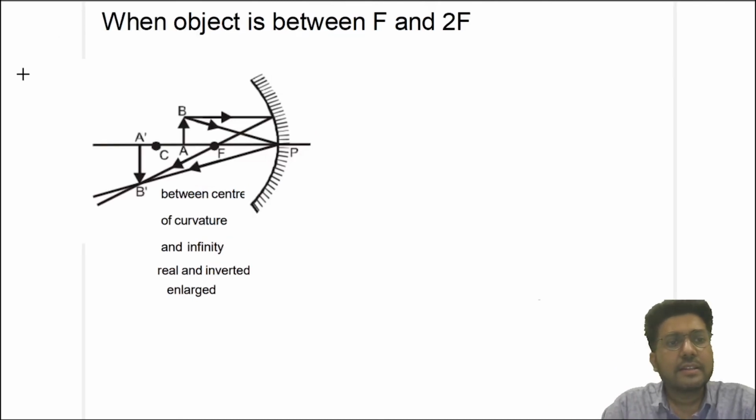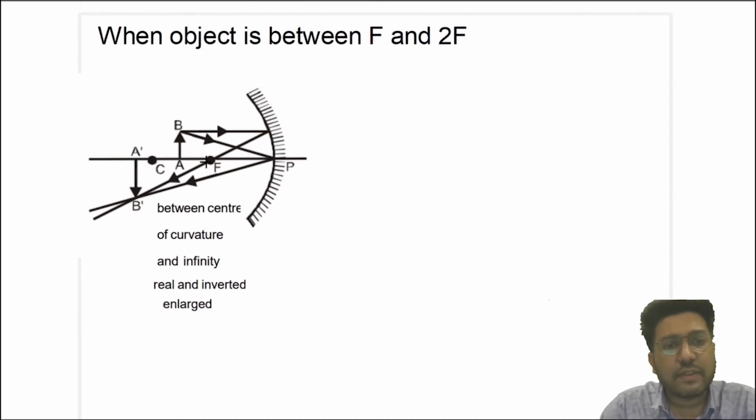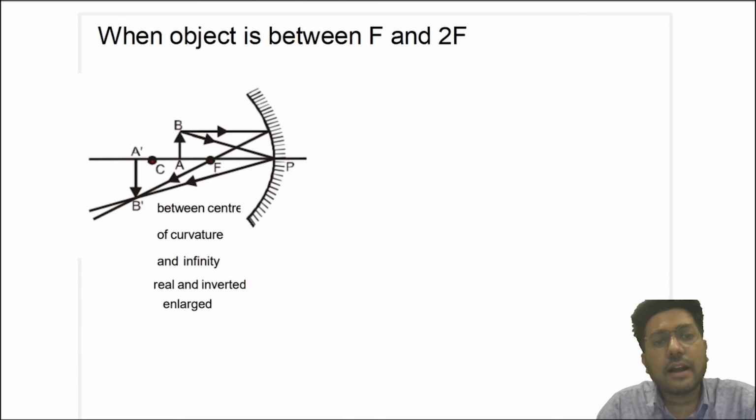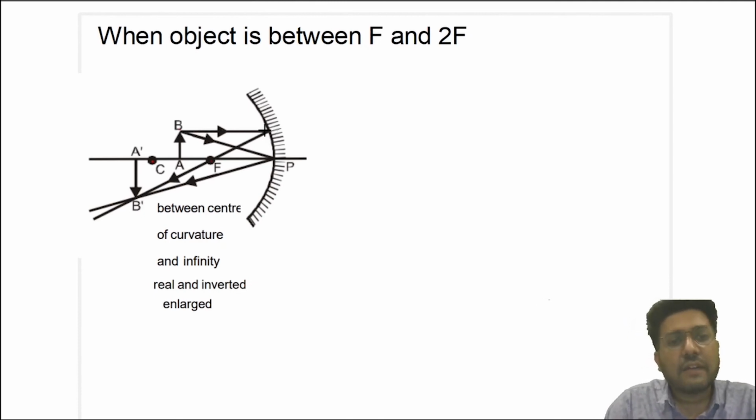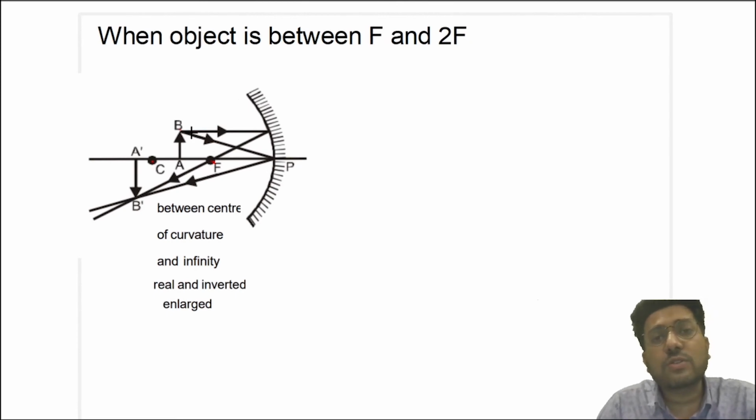All right. Then the next case is when the object is between f and 2f. So again, let us use the first rule. The first rule is what? A ray parallel to the principal axis, after reflection, passes through the focus. And suppose we use the fourth rule, that is a ray which is symmetrically incident at the pole emerges symmetrically on the opposite side.